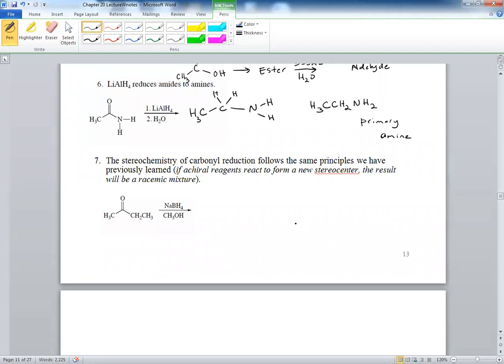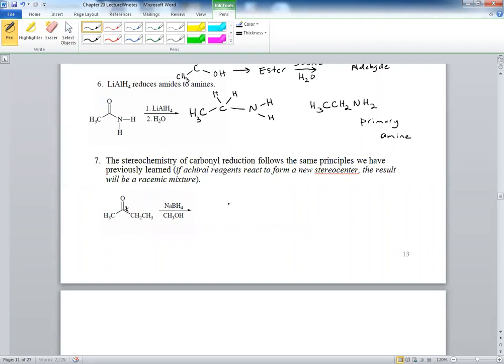Now, the next reaction deals with the stereochemistry of carbonyl reduction, which follows the same principle we have previously learned. Remember, if achiral reagents react to form a new stereocenter, the result will be a racemic mixture. What that means is that, let's say the reaction takes place, and we knew that when we conducted this reaction, a ketone with sodium borohydride, we added an H. So that means this carbon, the carbonyl carbon, will be a stereocenter.